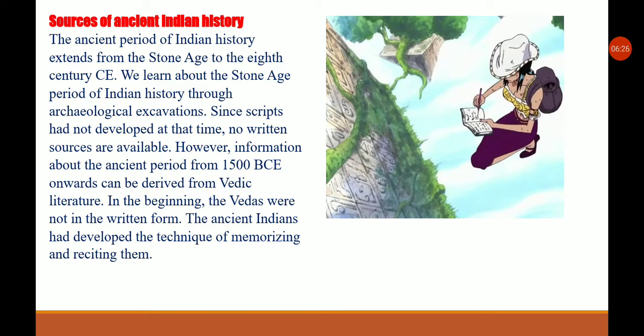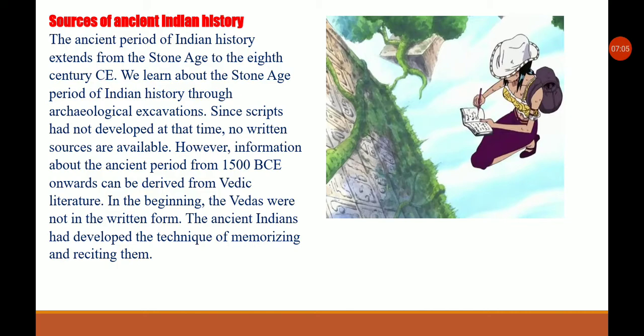Sources of ancient Indian history. The ancient period of Indian history extends from the Stone Age to the 8th century CE. We learn about the Stone Age period of Indian history through archaeological excavation. Archaeological excavation means where our ancestors used to live, like Harappan civilization. Since scripts had not developed at that time, no written sources are available.